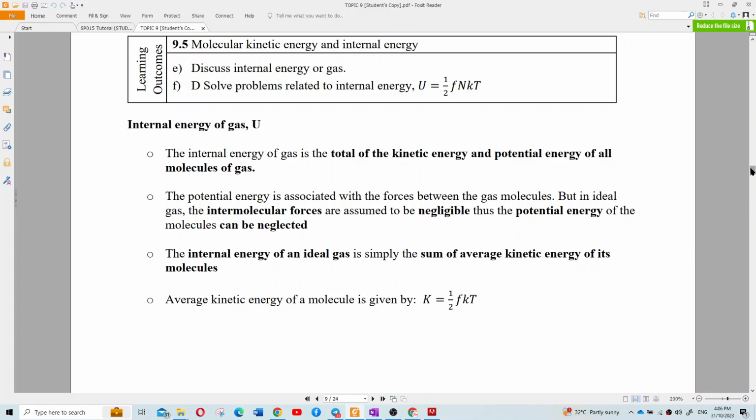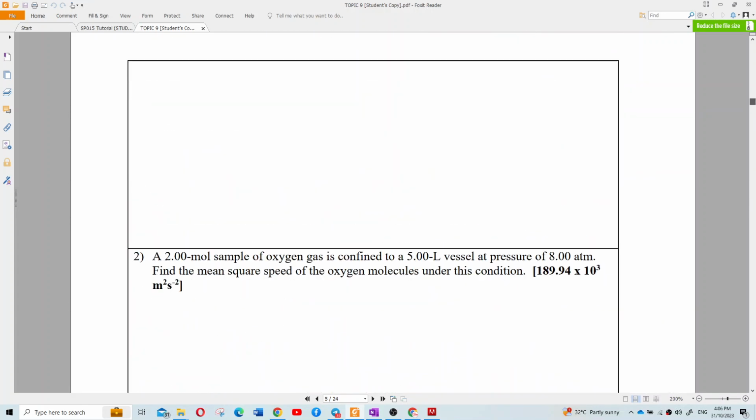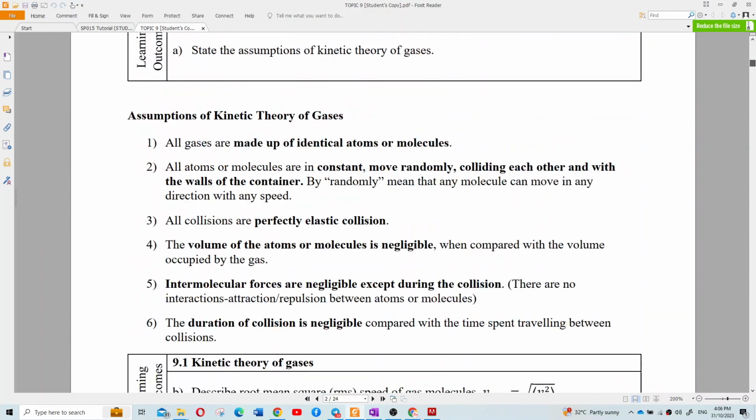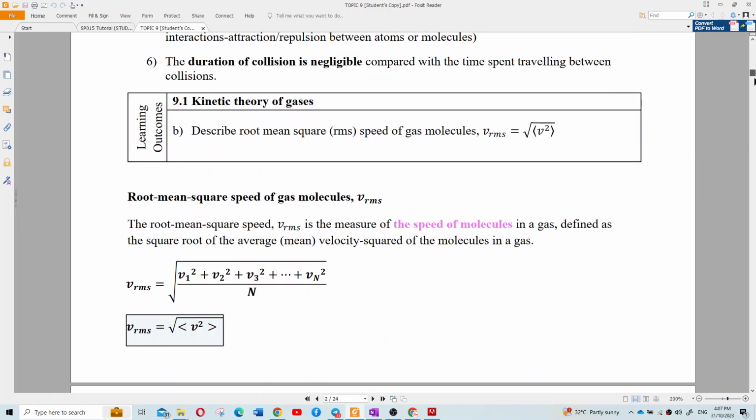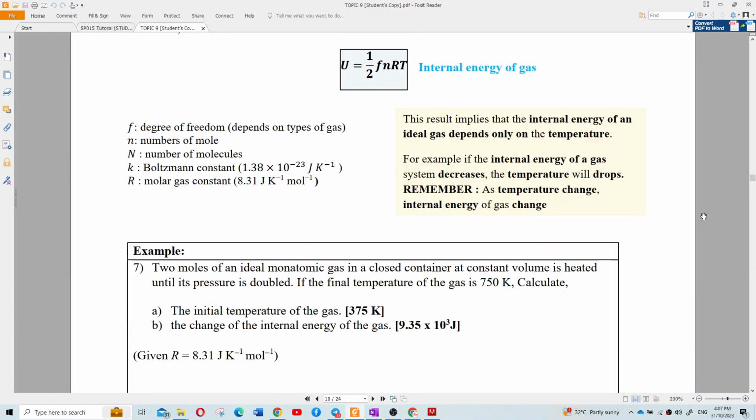Because we already made an assumption. Do you still remember the assumption we made before? We assume that the intermolecular forces are negligible, except during the collision. So there is no interaction, attraction, or repulsion between atoms. Our assumption is no intermolecular forces. That's why potential energy is negligible.